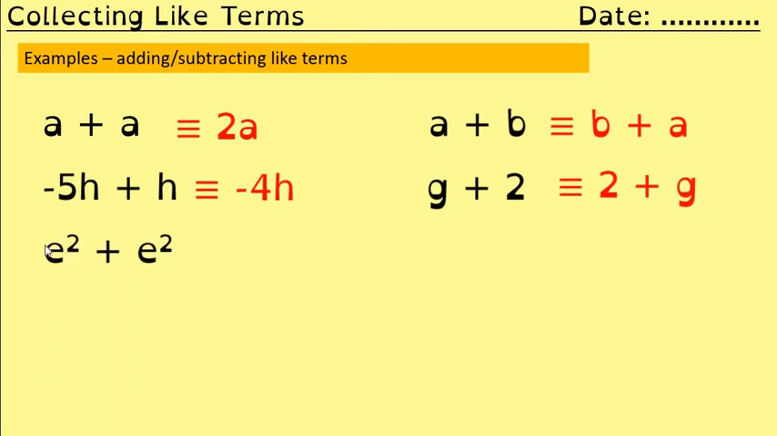Here we have positive e squared and positive e squared. They are like terms. They have the same variable raised to the same power. They can be collected to 2e squared. Now positive e and positive e squared are unlike terms because even though we have the same variable, they have a different power. So they cannot be collected. They can only be rearranged to give a different expression, and that one is e squared plus e.